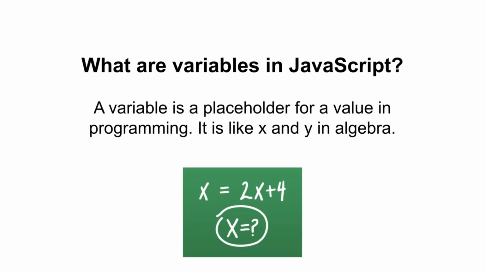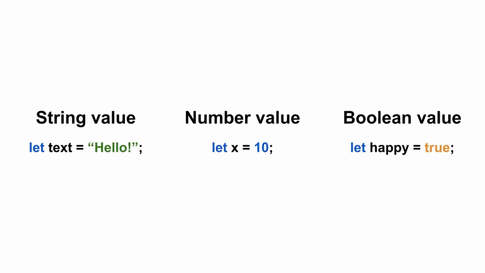A variable is a placeholder for a value in programming. It is like x and y in algebra. We can use it to store a value. In JavaScript, we can store values of different data types in a variable, for example, strings, integers, or booleans. We will learn about data types in upcoming videos.